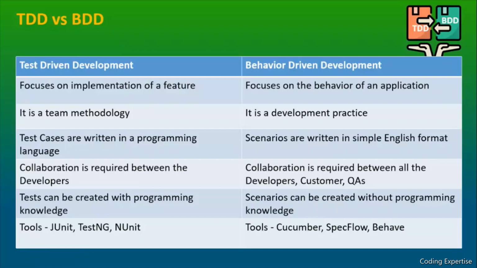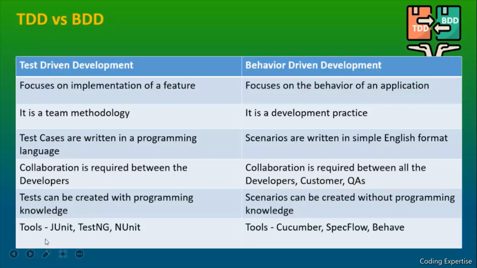In TDD, collaboration happens between the developers. When it comes to BDD, the collaboration happens between developer, customer, and the QA engineers. In TDD, programming knowledge is required. In BDD, scenarios can be created without programming knowledge. But when it comes to step definitions, we need a little bit of programming knowledge. I'll talk about that later.